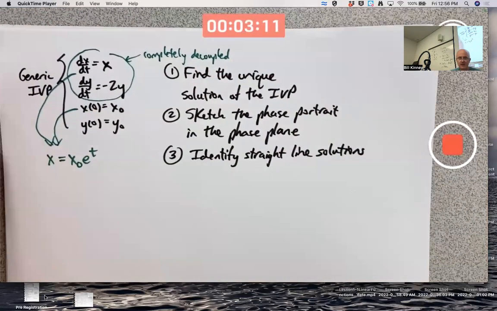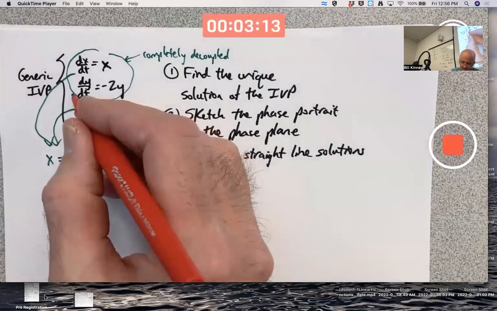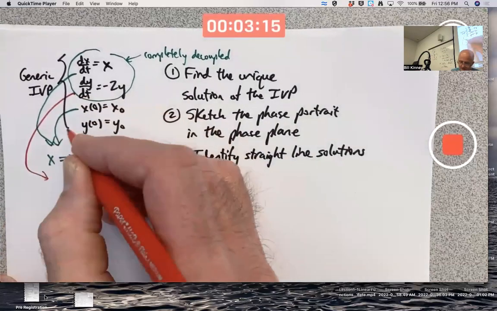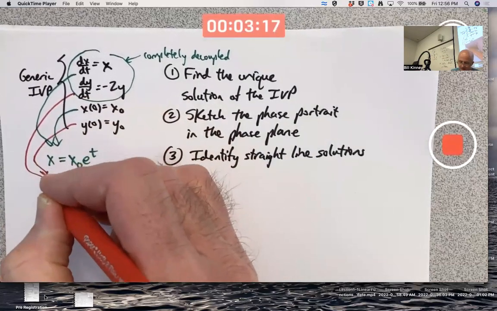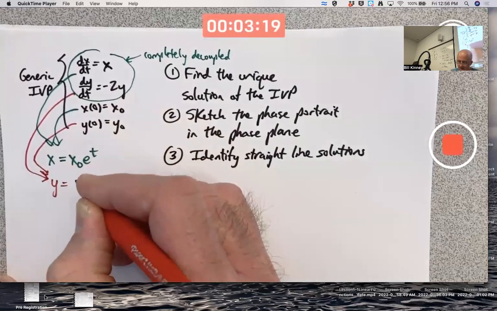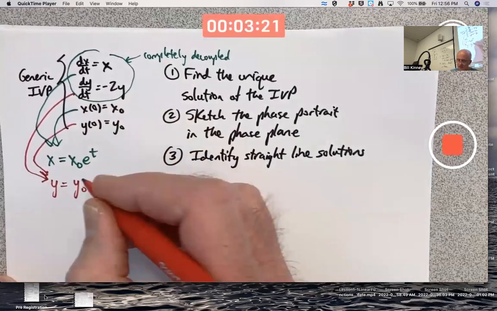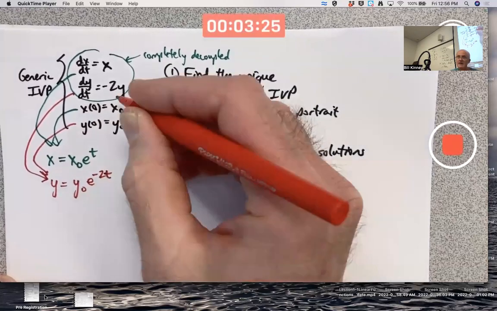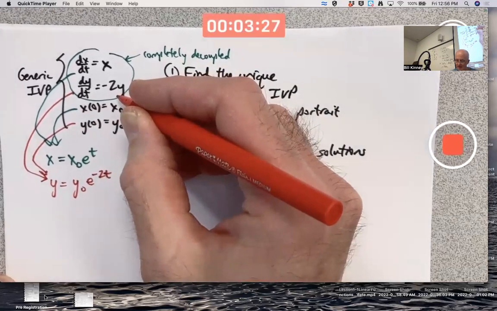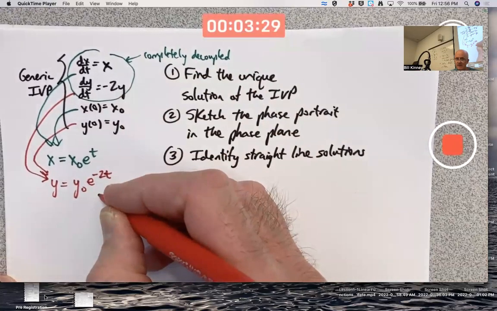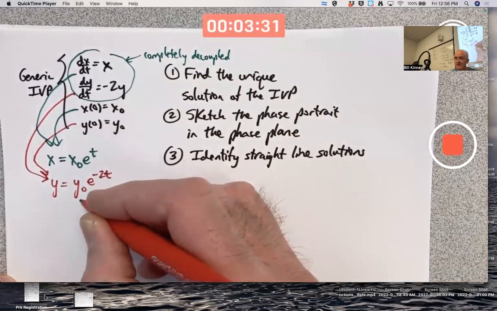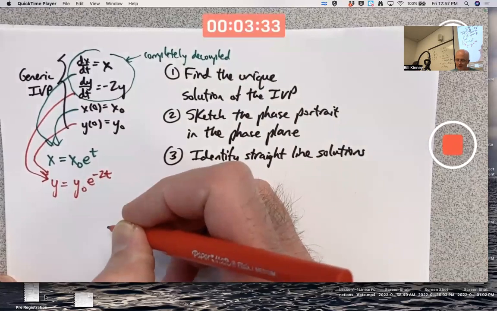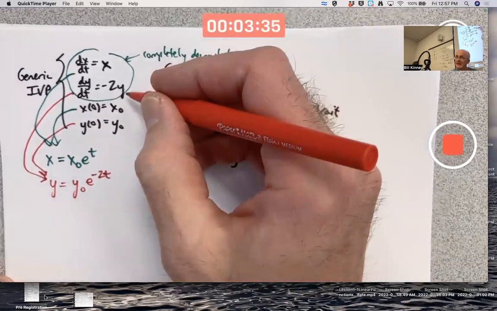On the other hand, the dy/dt equation is a little bit more complicated, but certainly still something you can do in your head. It's also exponential, but now the power of e is negative 2t because of the negative 2 right there. This has got the right initial value. When t is 0, e to the 0 is 1, y0 times 1 is y0. Also, if you differentiate this, you get negative 2 times itself.